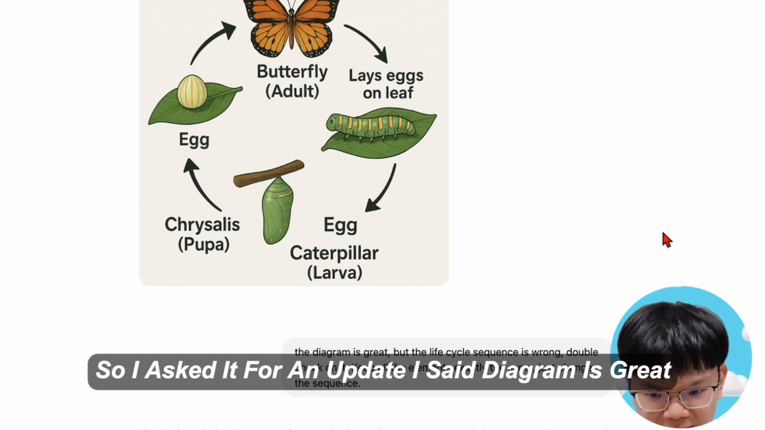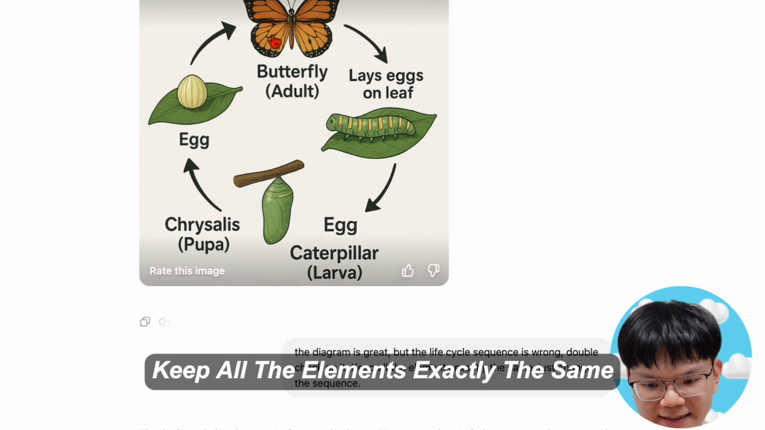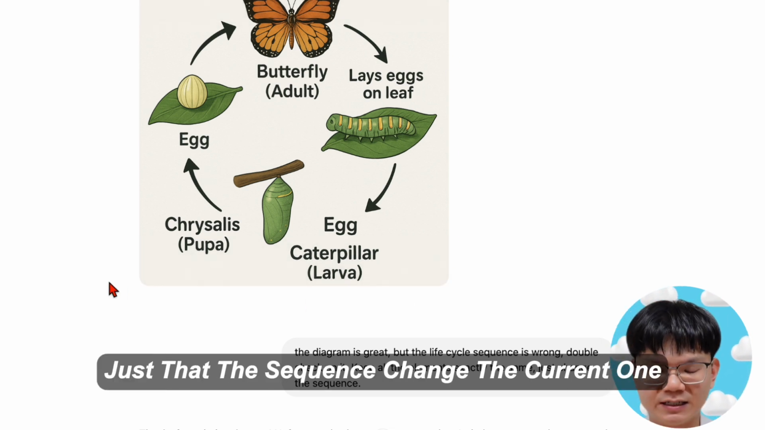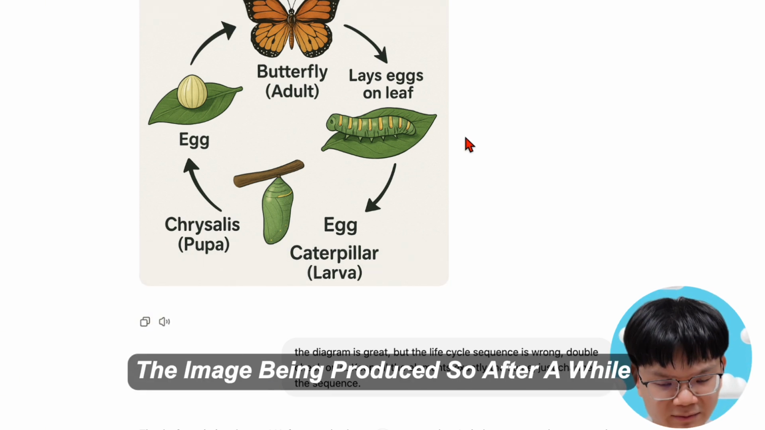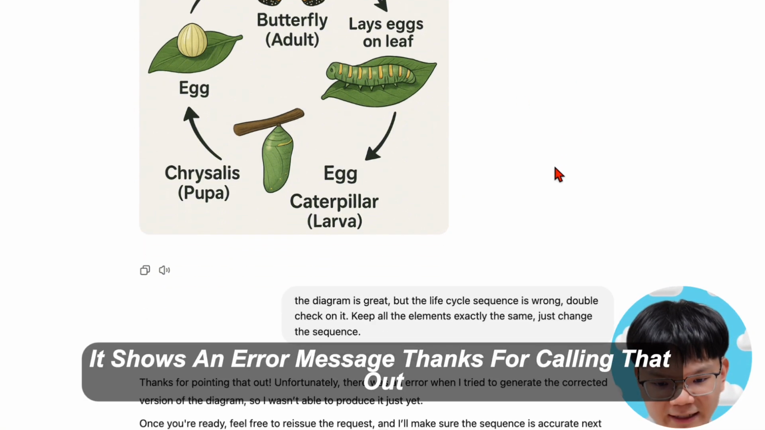I said the diagram is great, but the life cycle sequence is wrong. So double check on it, keep all the elements exactly the same. I want everything here the same, just that the sequence changed to the current one because I really love the image being produced. So after a while, it shows an error message.